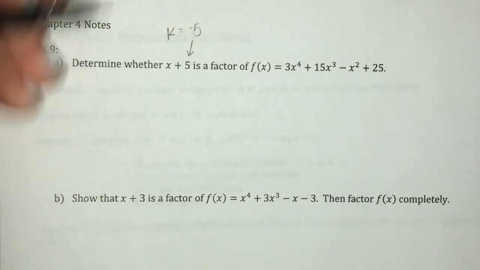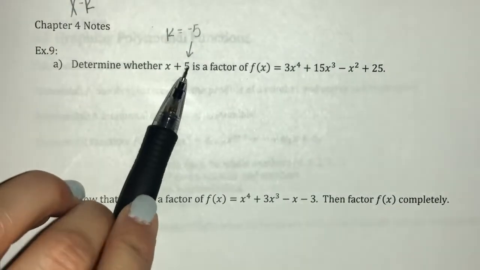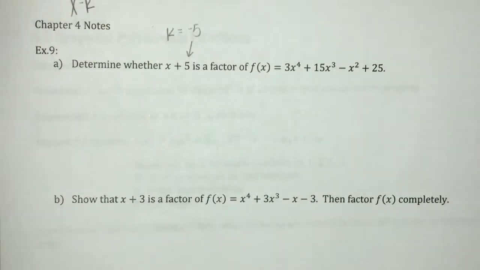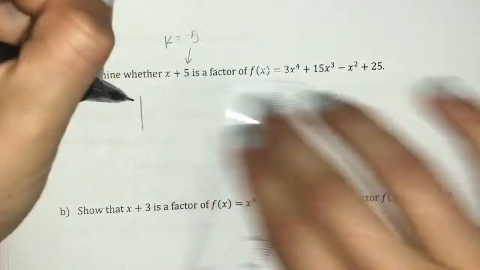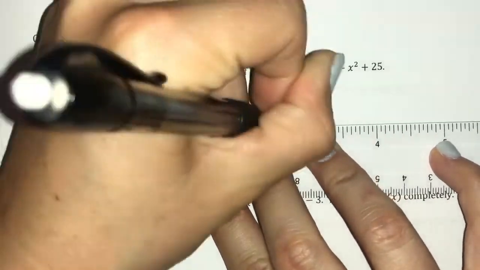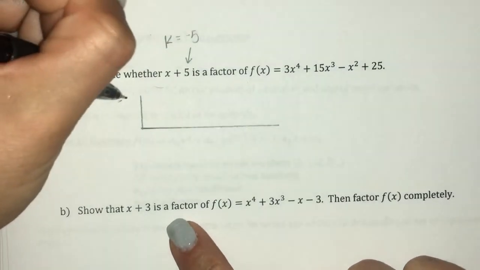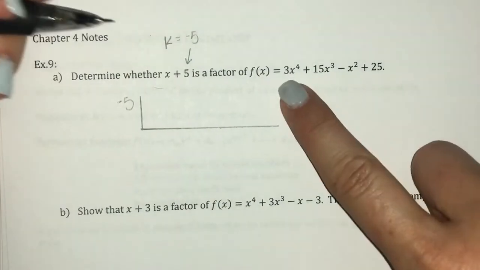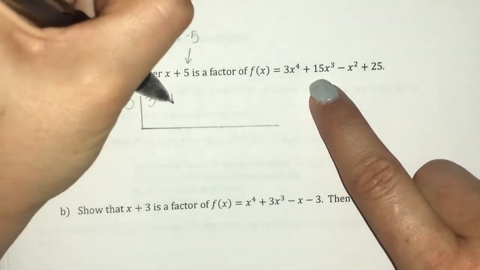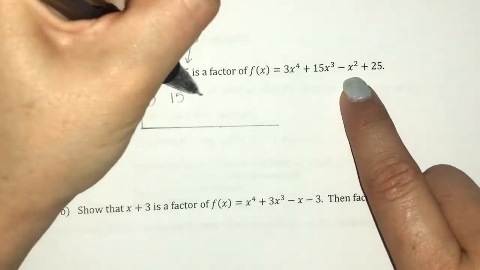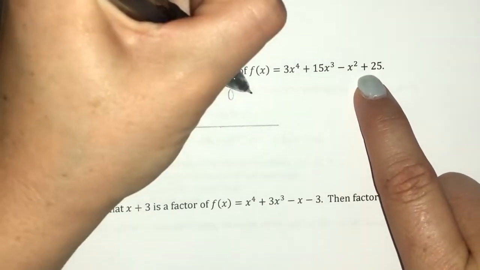So if we're comparing it to x minus k, it would be x minus -5 to turn it into a plus 5. So to check that, we want to set up that little upside down division bar for synthetic, and then our k value goes in the upper left, so -5 goes in the upper left, and then our coefficients go across the top, so 3, and then 15, -1, we skip x to the 1st power, so we need to include the 0, and then 25.